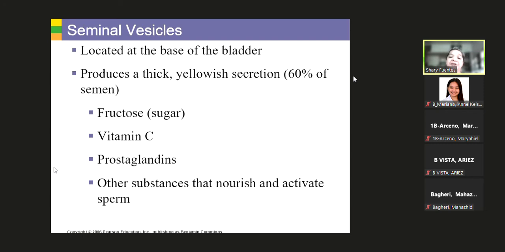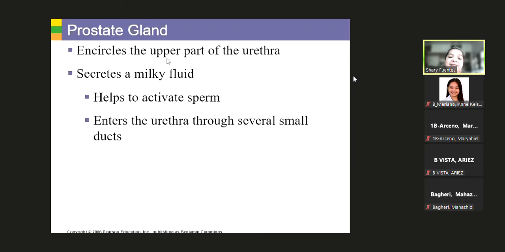The next accessory structure is the prostate gland. The prostate gland encircles the upper part of the urethra. The prostate gland secretes a milky fluid which helps to activate the sperm. They enter the urethra through several small ducts. So, ibig sabihin, marami siyang maliit-liit na ducts na nakapalibot sa urethra, very tiny na they could hardly detect it, para doon niya nilalabas yung secretions niya, then pinapadaan sa urethra. Kaya kung titignan mo, some books would say para siyang donut because the urethra is in between them.